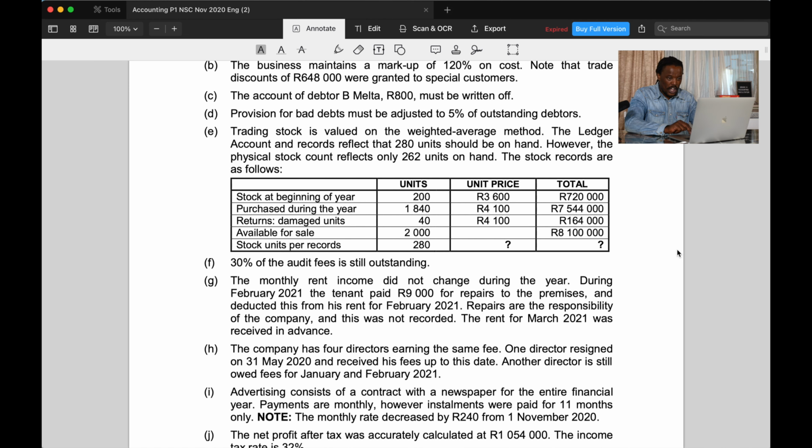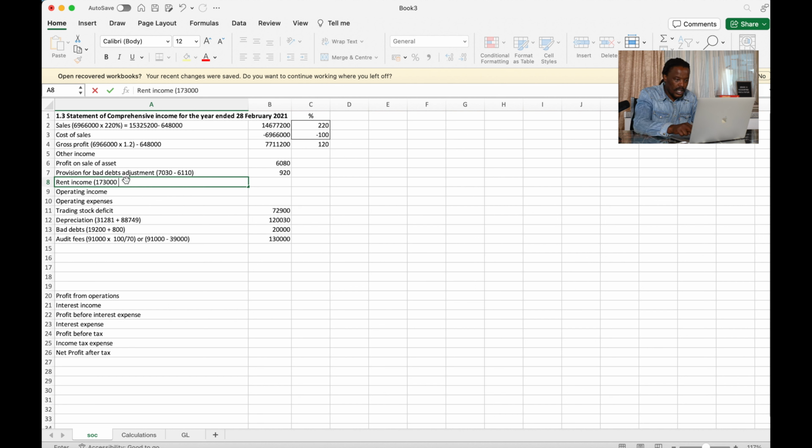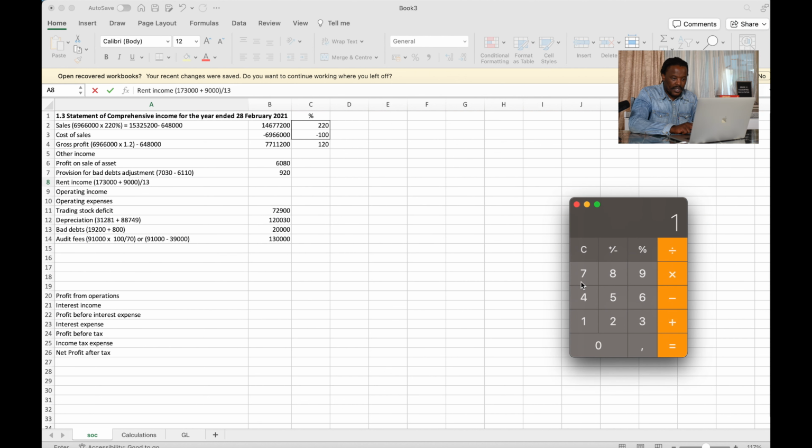It says, during February, the tenant paid 9,000 for repairs to the premises and deducted this from his rent for February 2021. He was not supposed to deduct this 9,000. So let's put it back. For 13 months, 173,000 plus 9,000 for the 14,000 deducted, divide by 13.